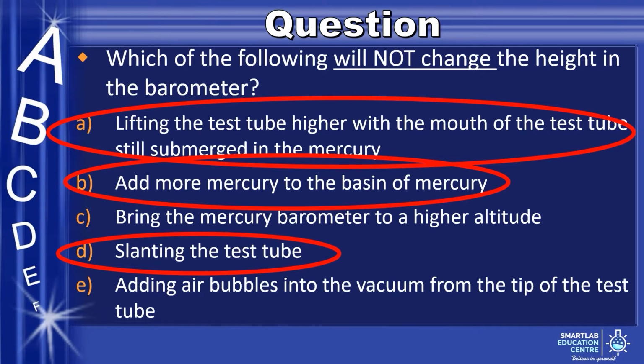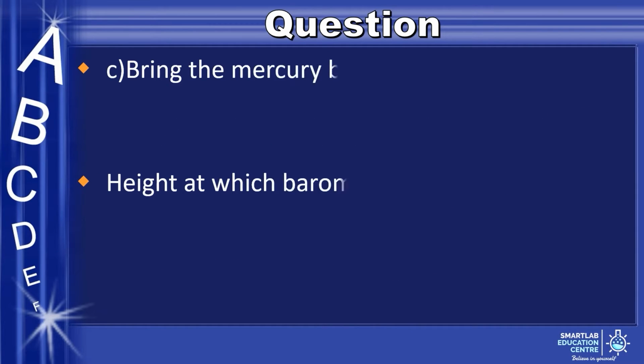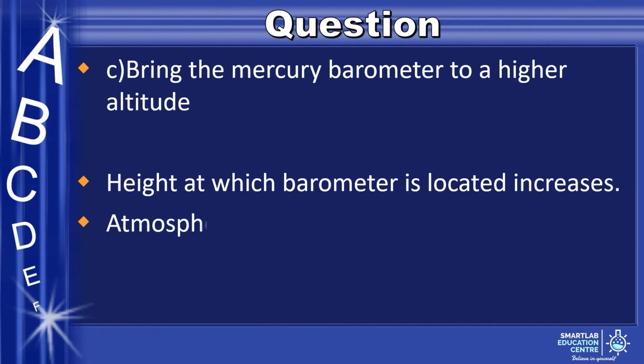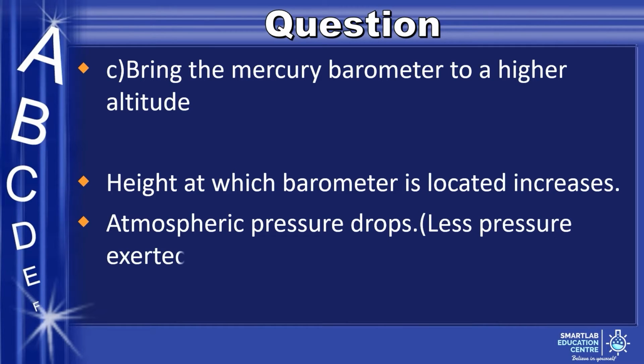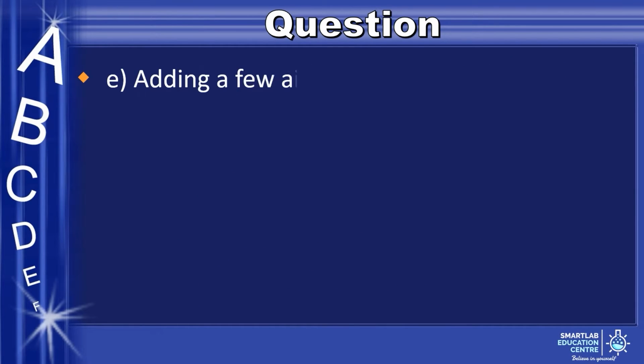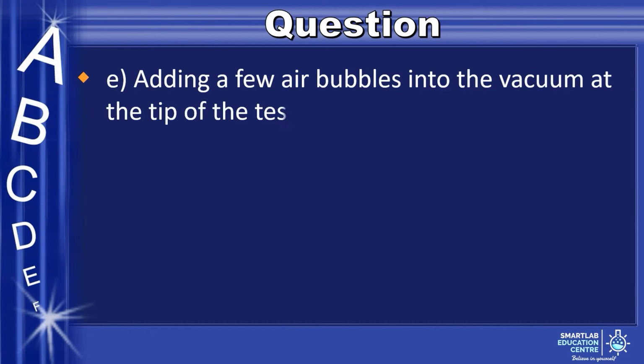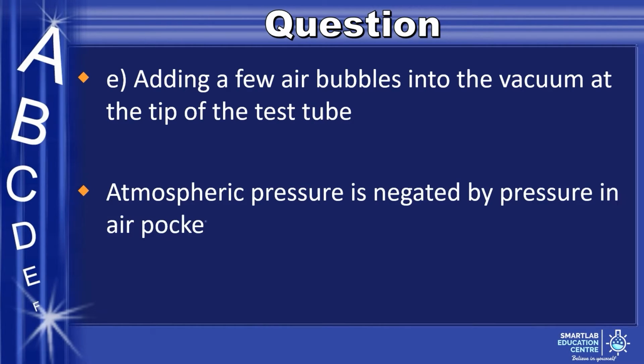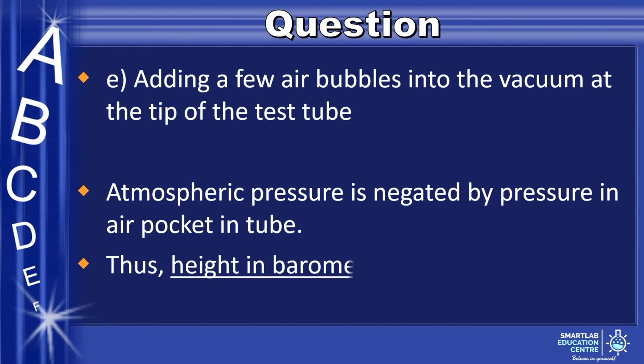This is because the variables that are changed did not cause a change in the atmospheric pressure or the pressure in the barometer. As we increase the altitude, atmospheric pressure that exerts pressure onto the mercury drops. Thus, the height in the barometer falls. What about adding a few air bubbles into the vacuum at the tip of the test tube? Atmospheric pressure exerted on the trough of mercury is negated by pressure in the air pockets in the tube. Thus, height in the barometer decreases.